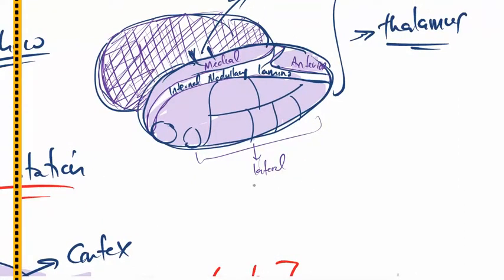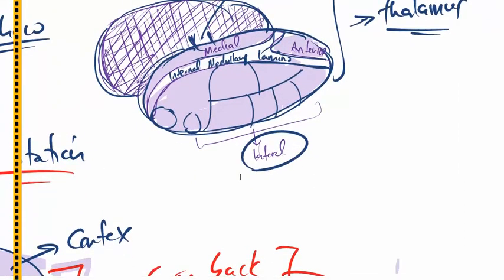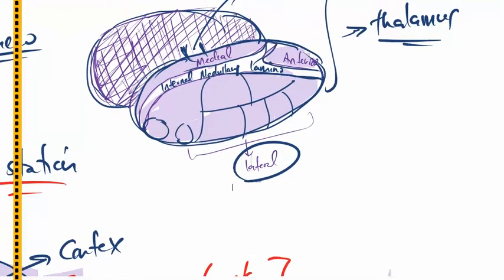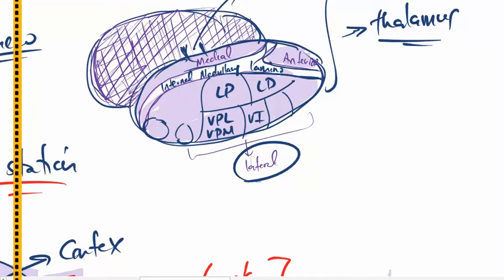So the lateral cell mass is going to be further divided up into your lateral posterior, your lateral dorsal, ventral posterior lateral, ventral posterior medial, I think it's ventral intermediate. Then you have ventral lateral, and then you have your ventral anterior.